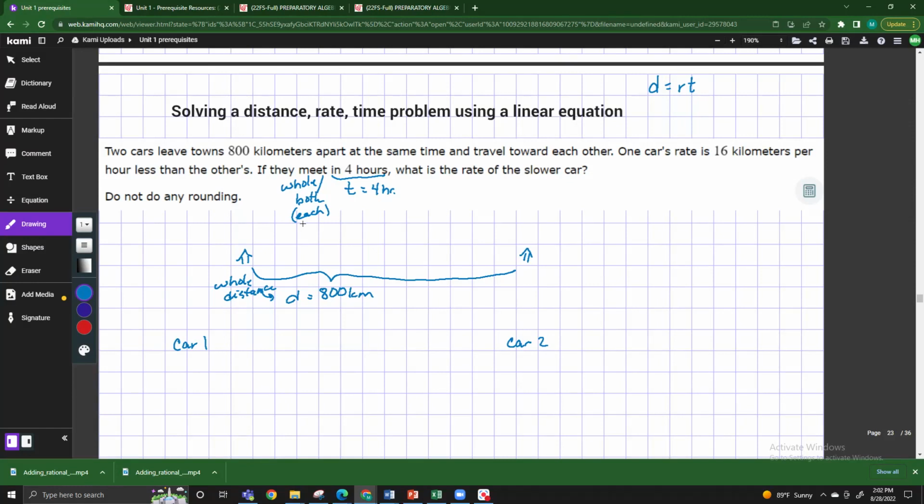I know one car's rate is 16 kilometers per hour slower than the others. So I'm going to call this one X, so rate slash speed. Now I have to write a sentence or an expression that's going to deal with the rate of the other one. I can't do minus 16 kilometers. I know it's 16 kilometers slower or less than the others. So I have to start with the others. So it's X minus 16.